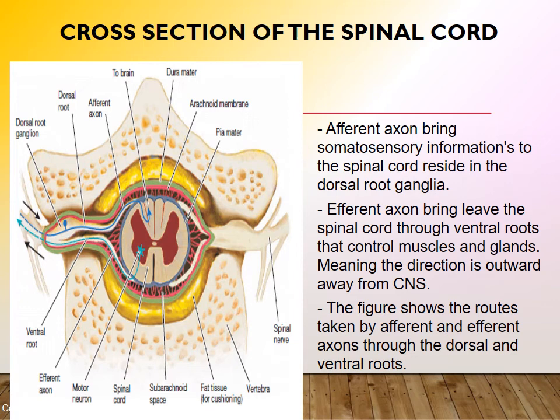Whereas, look at the arrow with the light blue color, that is the efferent axon that brings information out, or actually leaves the spinal cord through the ventral roots to control muscle and gland. So the direction is outward, away from the central nervous system. This figure shows the routes taken by afferent and efferent axons through the dorsal and ventral roots. Don't worry, you don't have to remember all the terms in the spinal cord, but it's important for you to know at least that there are afferent axons and efferent axons, and the difference between these two.